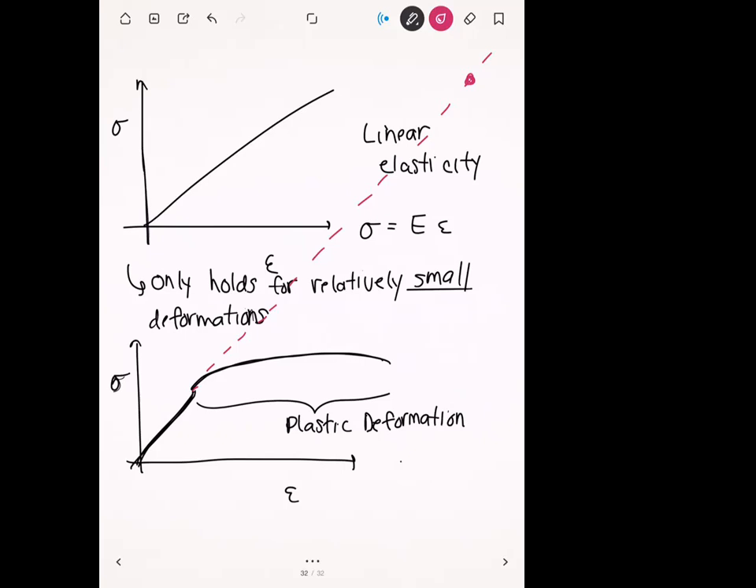Okay. So far, we've been covering the stress strain relationship for normal stress, but there's also an analogous stress strain relationship for shear stress. Oops, let me go back to black.